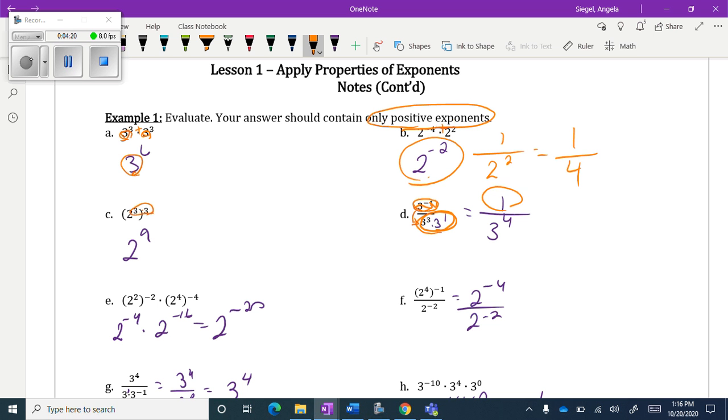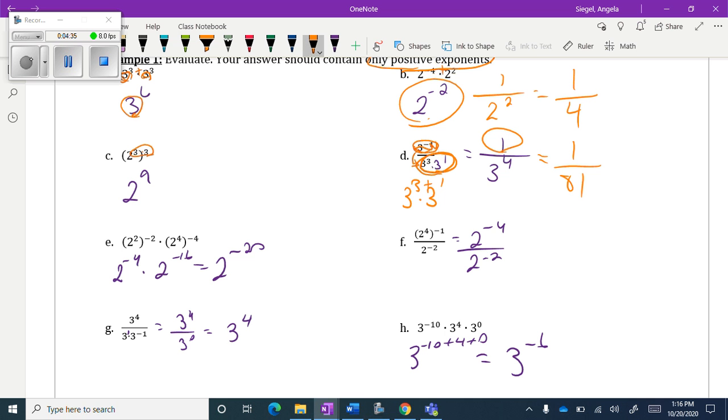So I have nothing on top, so we have a 1. Then I have the same bases, so I have 3 to the 3rd plus 3, times 3 to the 1st. I'm going to add those exponents and get 3 to the 4th, so 1 over 81. This one, I raised a power to a power, so I multiplied, ended up with this, and then added them together. So I get 2 to the negative 20. Again, it's negative, so we want to say 1 over 2 to the positive 20 power.